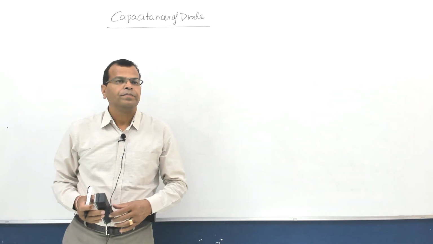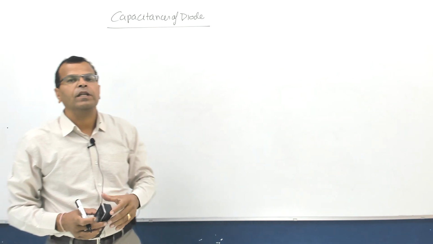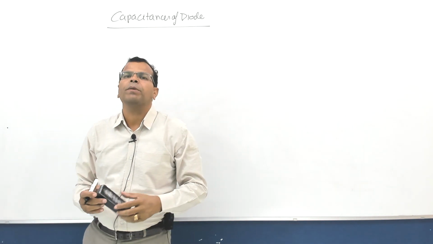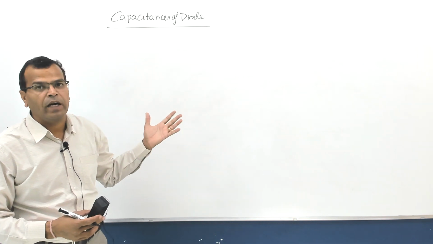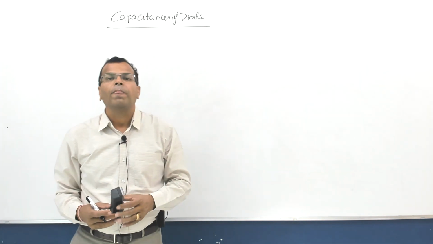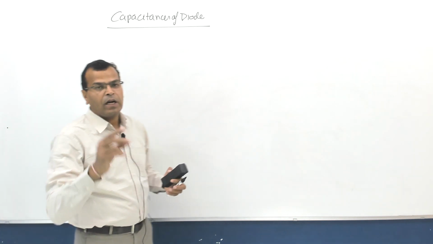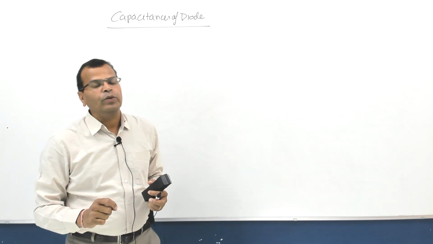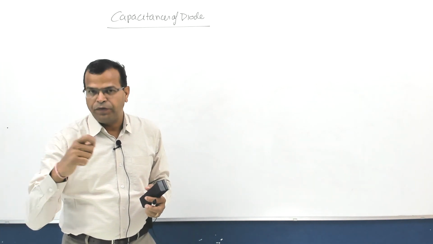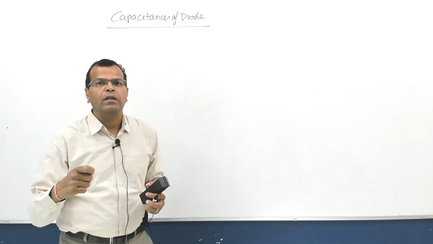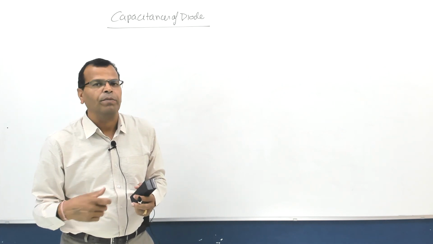Hello everyone. The next topic to be discussed in diodes is the capacitances of diode. That is important from examination point of view. There were questions on this in GATE, engineering services and civil services as well. The capacitances of diode, basically there are two types of capacitances of diode called the diffusion capacitance and transition capacitance. We will talk about both of the capacitances one by one.